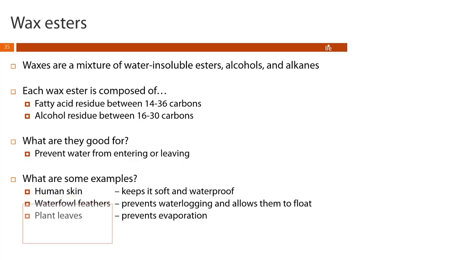One, human skin. Your skin has lots of waxes in it, which helps keep it soft and waterproof. Two, waterfowl feathers, where waxes prevent waterlogging and allow them to float. And three, plant leaves. Plant leaves have a high surface area to volume ratio, so without something to protect them, like these wax esters, you would have significant evaporation and the leaves would just shrivel up.